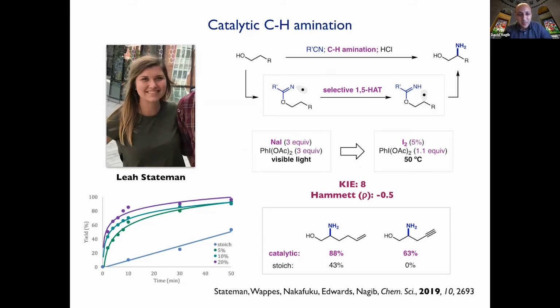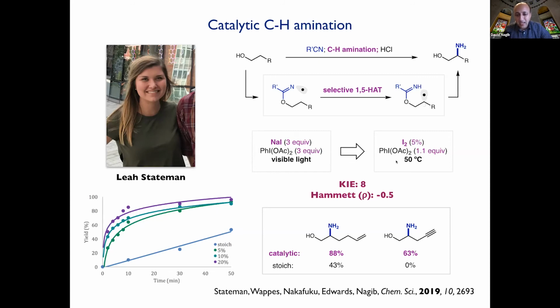And so thankfully, Leah, who's emerged as our mechanistic guru in the group, decided to really dive deep into this reaction. And here's basically a summary of what she found. It turns out light was the problem. So the reason we needed so much iodide and oxidant was basically light was breaking apart all of those O-I bonds we were making in situ.